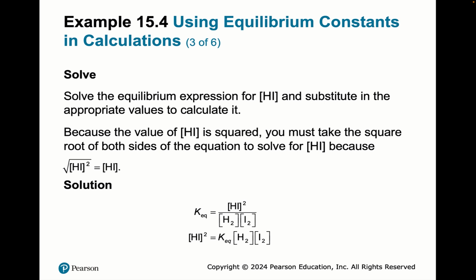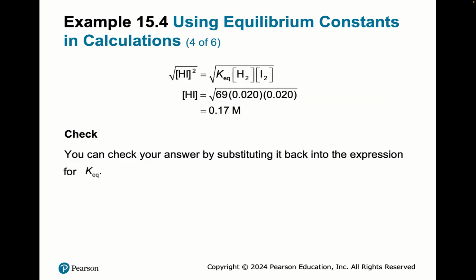The equilibrium equation is products over reactants raised to their coefficients. So hydrogen iodide is the product, so HI squared, because it's 2 hydrogen iodides, over the reactants hydrogen and iodine. So we can solve for the concentration of hydrogen iodide. And then furthermore, we can take the square root to get just the concentration of hydrogen iodide. And then we plug in the numbers. So the equilibrium constant is 69, and the equilibrium concentrations for hydrogen and iodine are both 0.2. And then we get 0.17 molar.